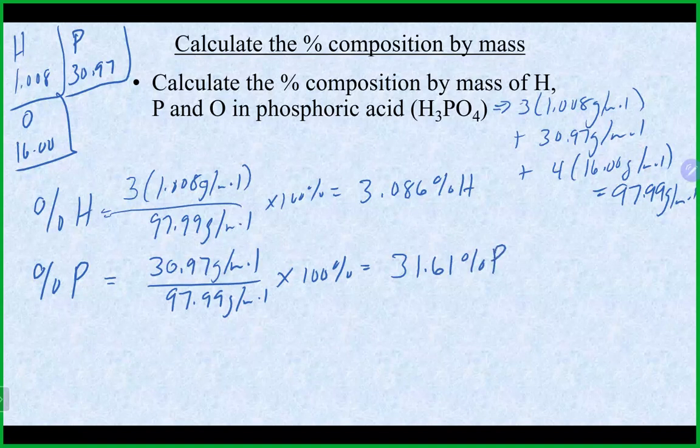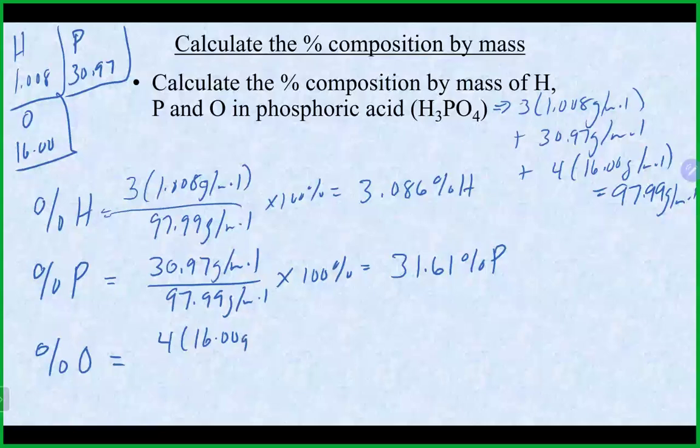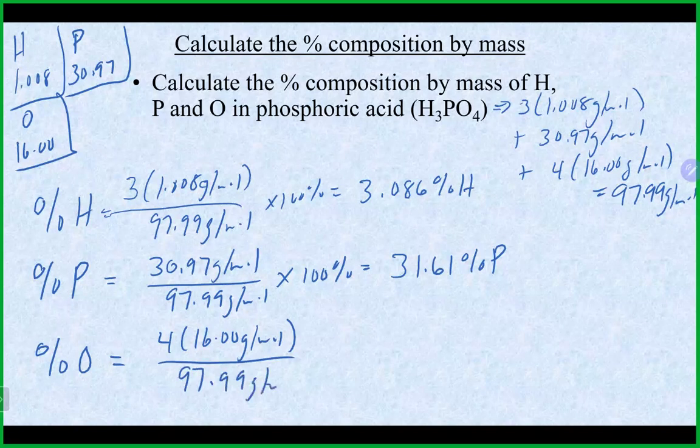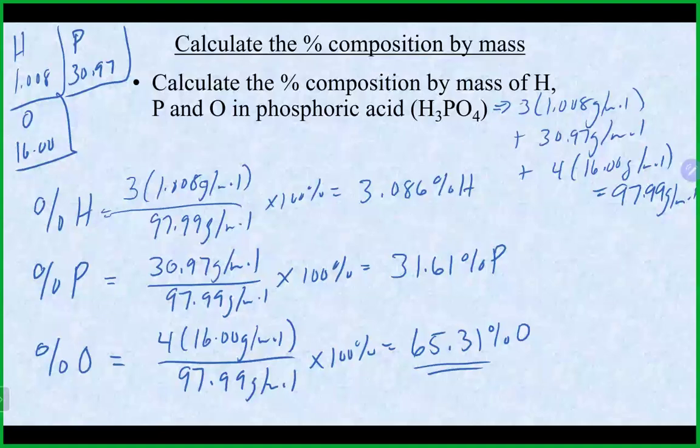At this point, you do have 2 options. You can either add those 2 numbers together and take 100 minus it, or you could just do the calculation for oxygen at this point, which would be 4 times 16, which is how many oxygens we have in the formula, divided by 97.99 and times it by 100%. And that would get us about 65% here. Oxygen. As we can see, major mass contributor there is going to be the oxygen in this case, followed by the phosphorus. And if we add up all of our percentages, we are about at 100%.